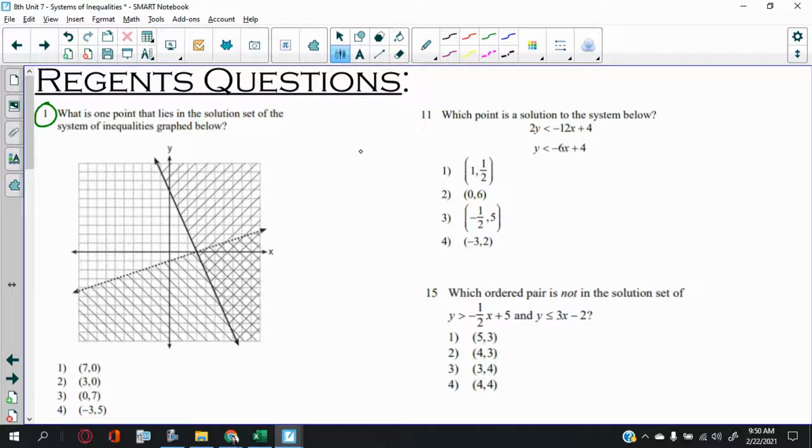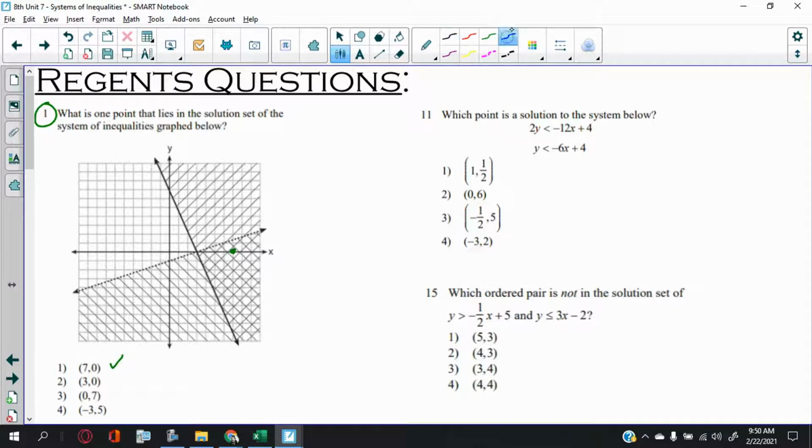Let's just test it out. I'll use different colors. By the way, that is an actual Regents question. It seems straightforward, but they do want to know if you know how to do this. So 1, 2, 3, 4, 5, 6, 7. That looks kind of good already, actually. What is one point? Yeah, that looks kind of good.